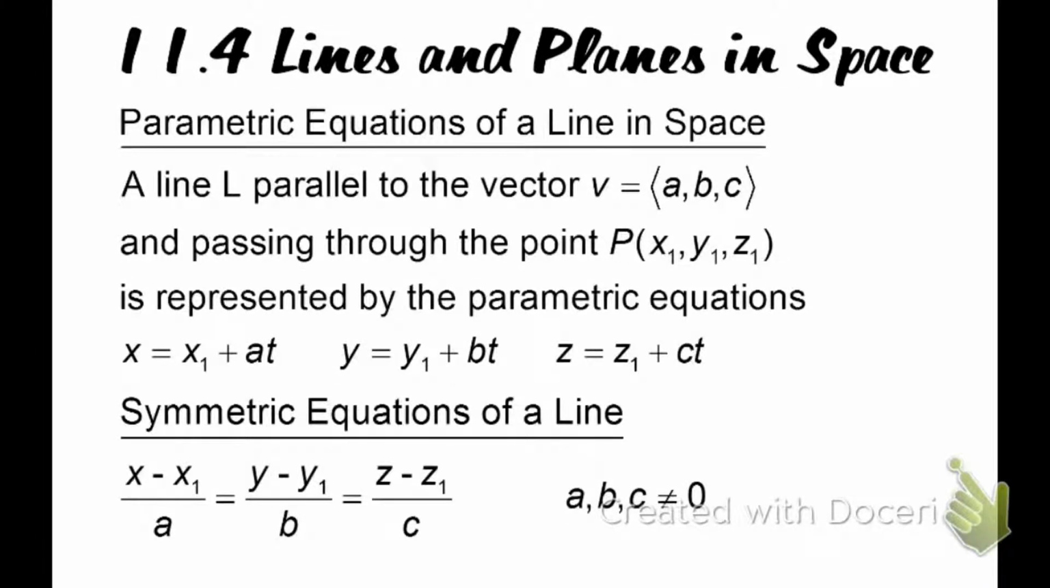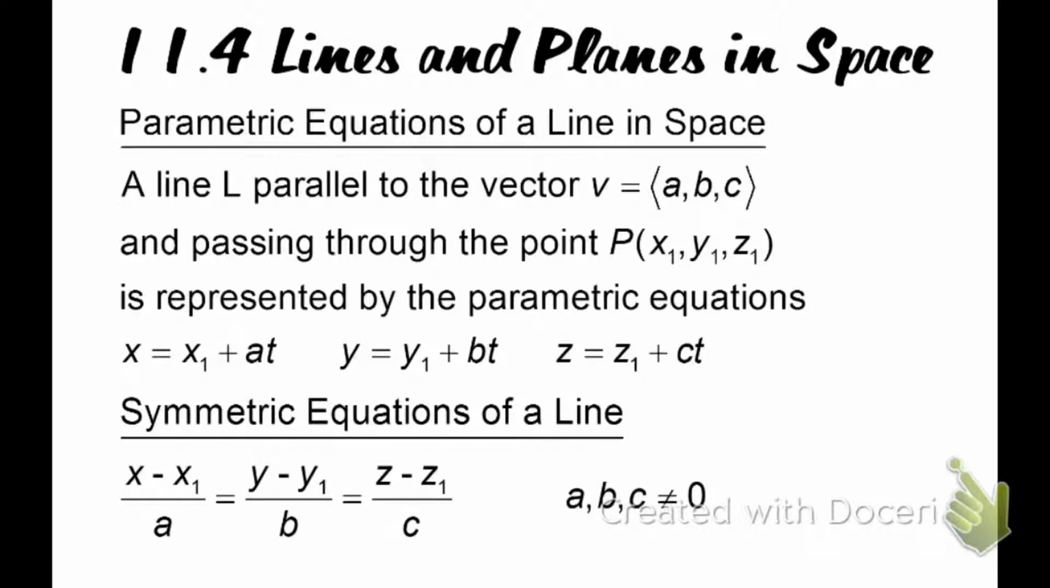Okay, section 4 from chapter 11 on lines and planes in space. So first we're going to be looking at the parametric equations of a line in space. It says that a line L parallel to the vector V located at a, b, c and passes through the point P, x1, y1, z1 is represented by the parametric equations.